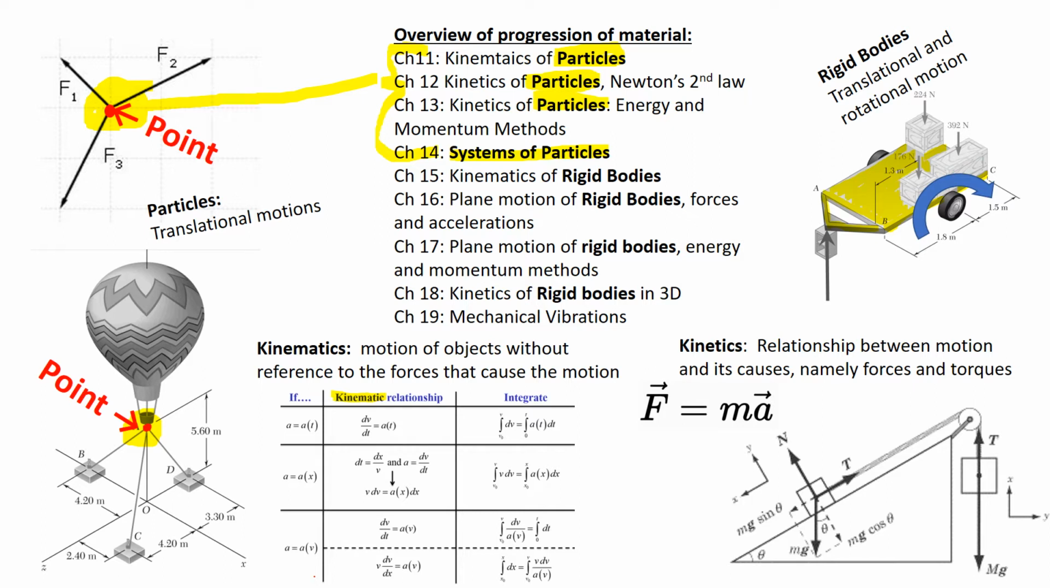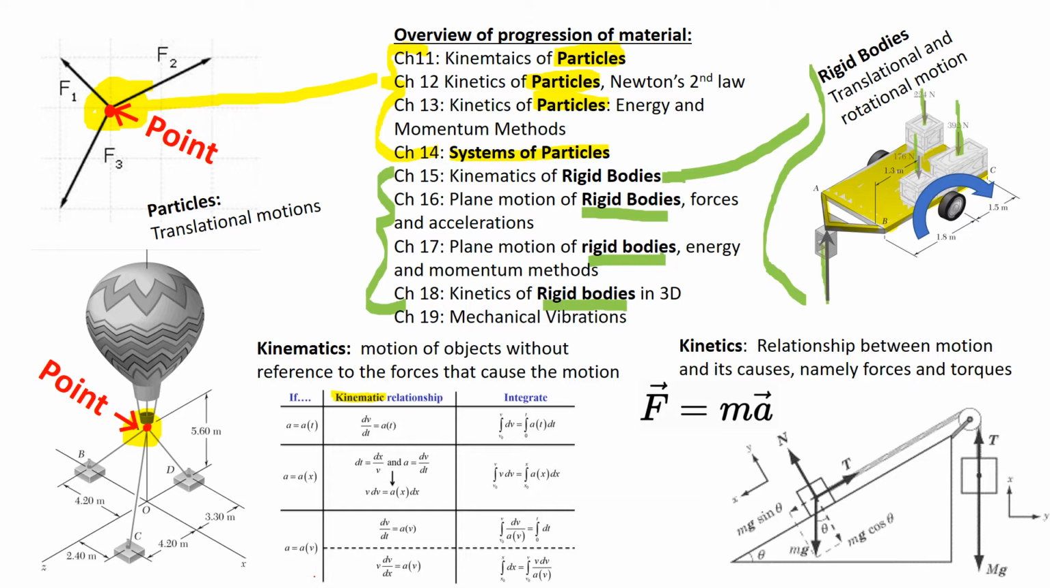The next piece is going to be looking at rigid bodies, okay? So everything from chapters 15 to 18 is looking at rigid bodies, and this is where we're going to have forces that are no longer concurrent. And this will cause rotational motion, so we'll look at moment of inertia and those rotational things.